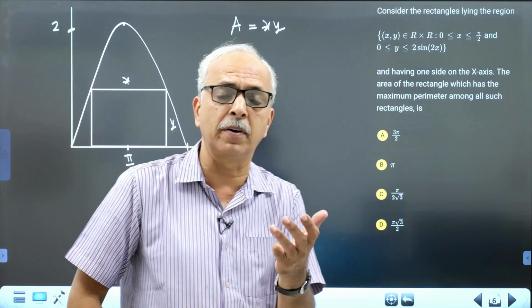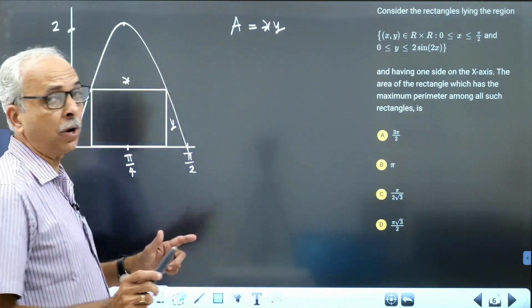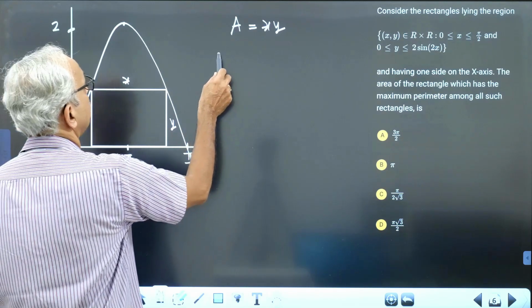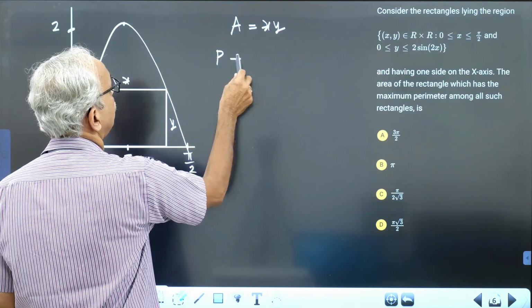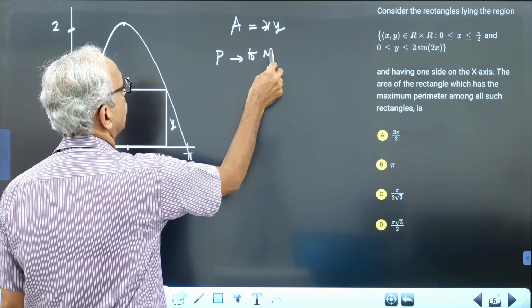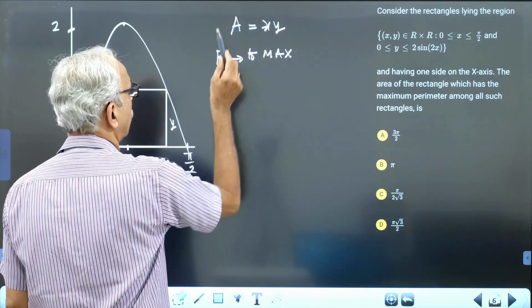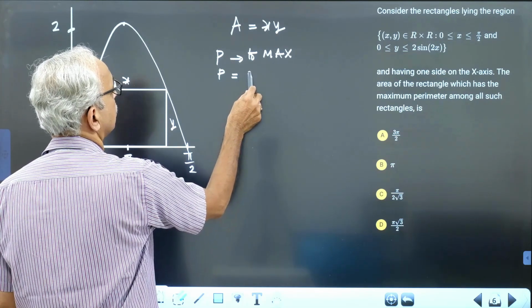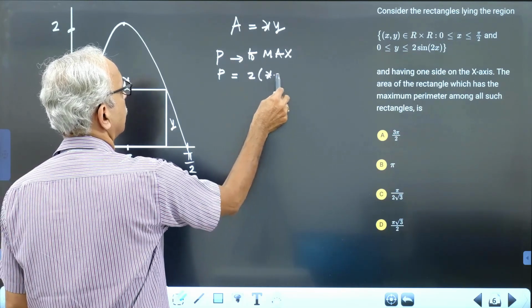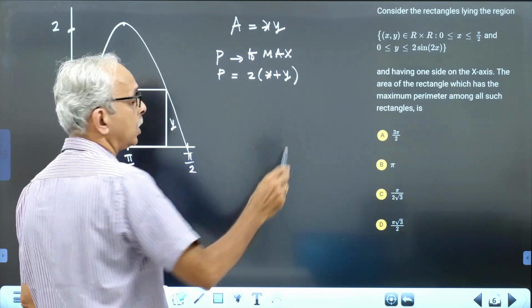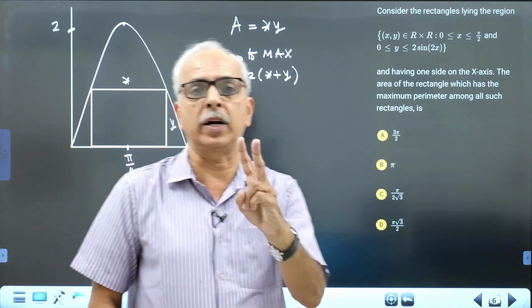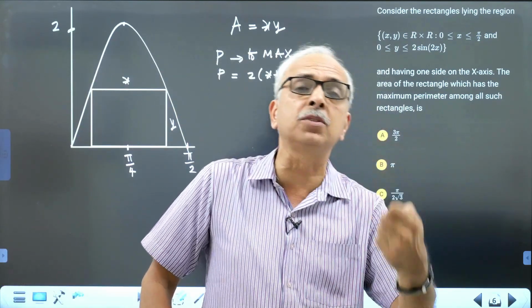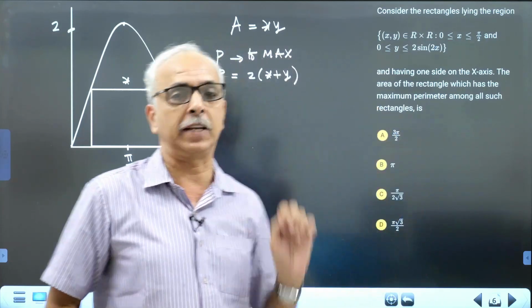You have to find the value of xy. You must know what is the value of x and y. Before that, you have to maximize the perimeter. What is the perimeter? Perimeter to be maximized. Now, what is the perimeter of this rectangle? It is P equals twice of (x plus y). Here, there are two variables x and y. You have to convert either x in terms of y or y in terms of x.